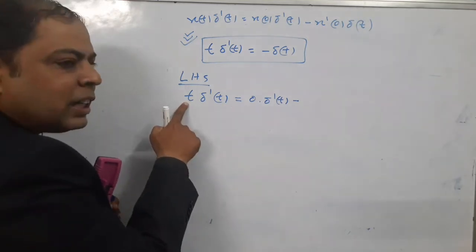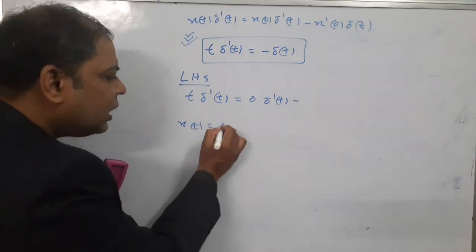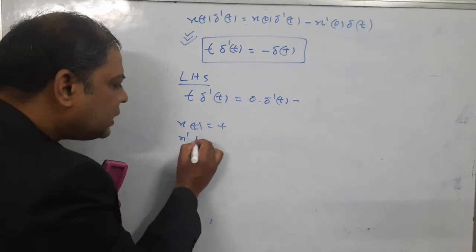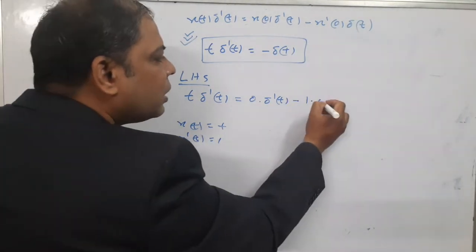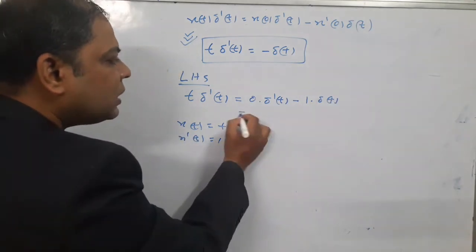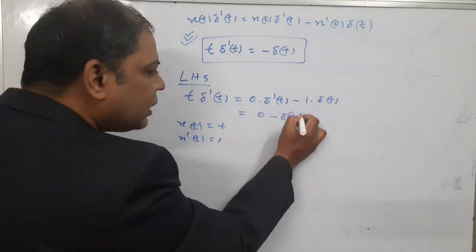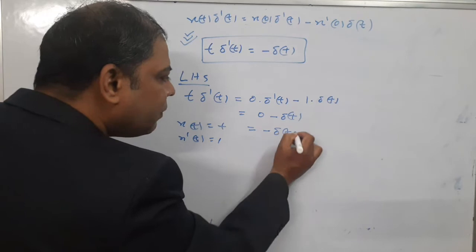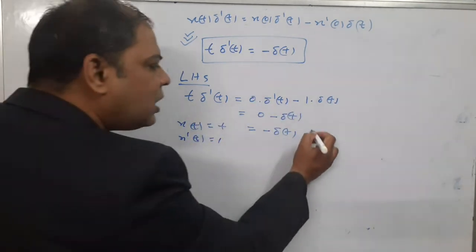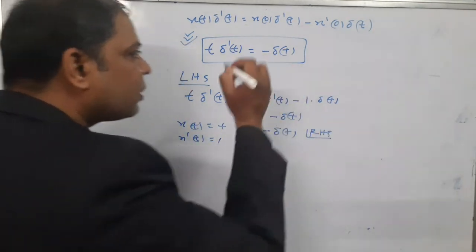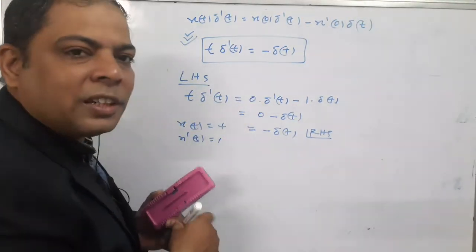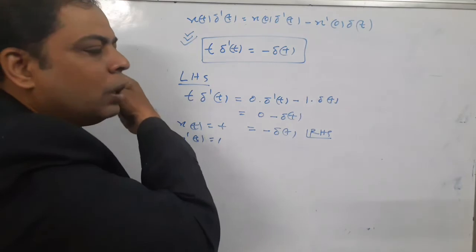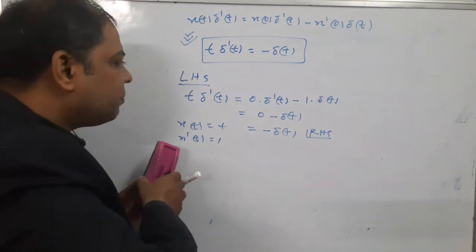See, if you differentiate this, x(t) is equal to t here. Now x dash(t) is equal to 1 here. That means 1 into del t, so this is 0 minus del t. That means you will find the result minus del t. Very simple proof. This is your RHS. So t del dash t is equal to minus del t. Understood?